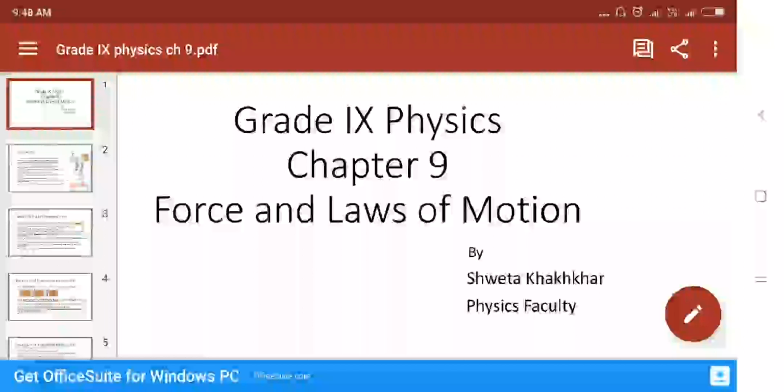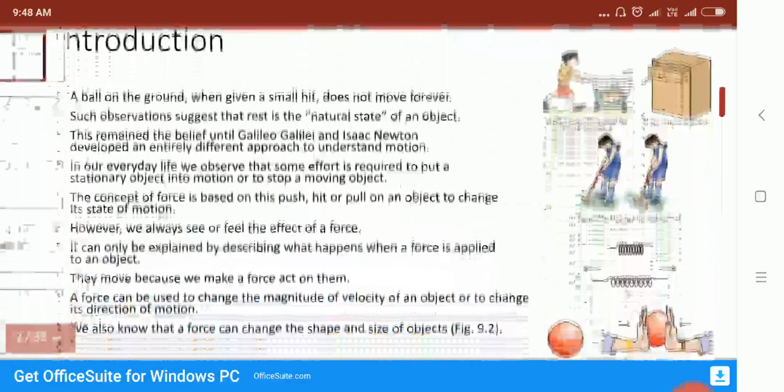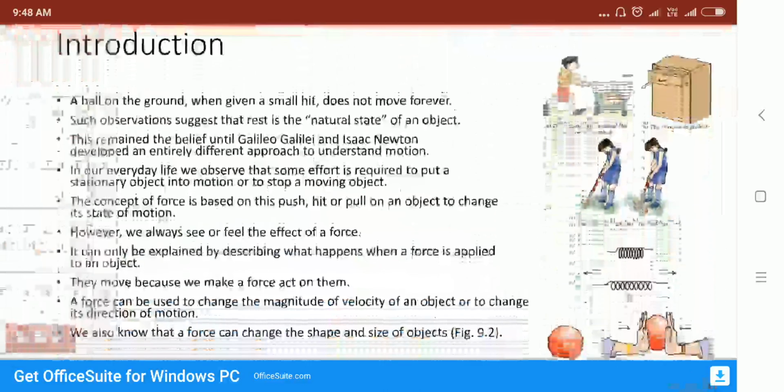Hello students, let us start our session with the new chapter number 9, Force and Laws of Motion. Let us first introduce the content.